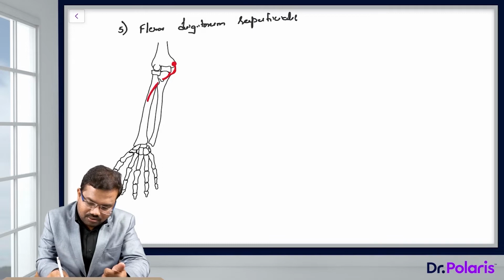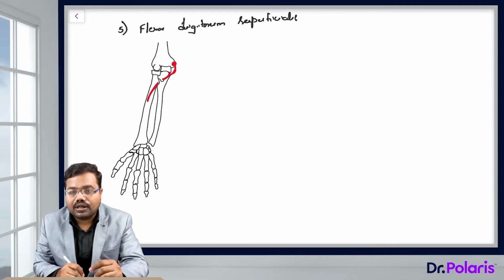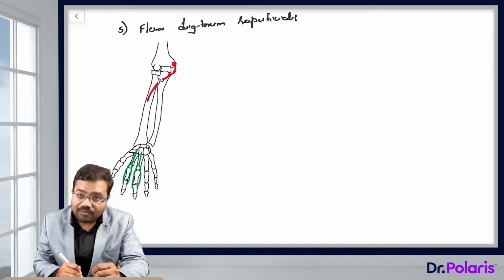And what about the insertion? It divides actually into four tendons, and these four tendons will be dividing as two slips which will be attaching to the sides of the middle phalanges. So this is the second tendon which will be dividing and then attaching to the sides of the middle phalanges.